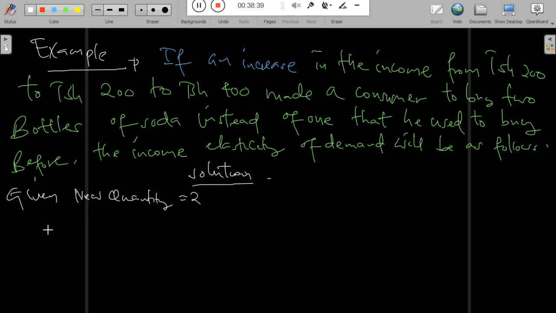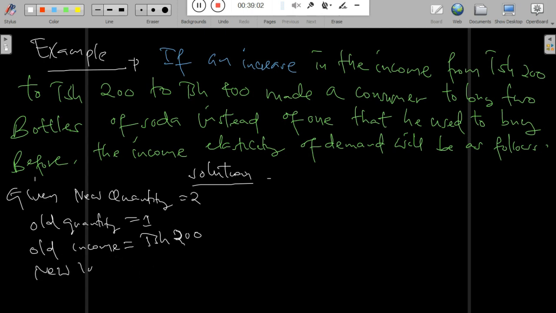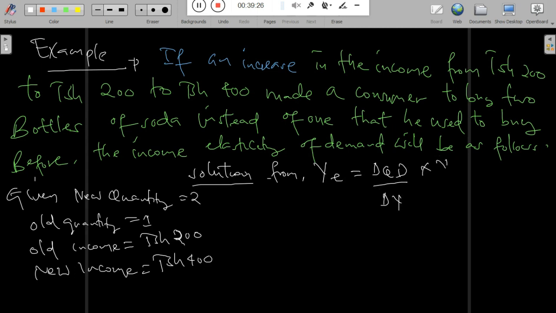Solution. We need to write down the data given in our question. The increase in income was from 200 to 400. The old income was 200, which is Yo, and 400 Tanzania shillings represents the new income, Yn.